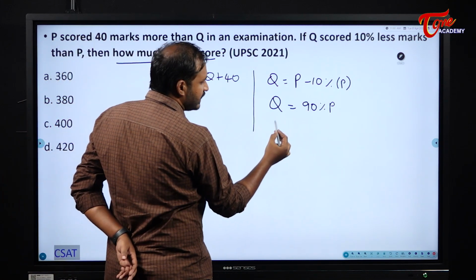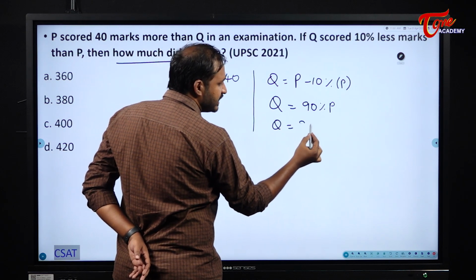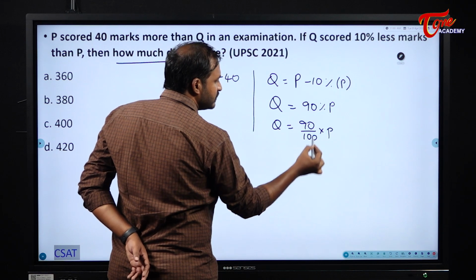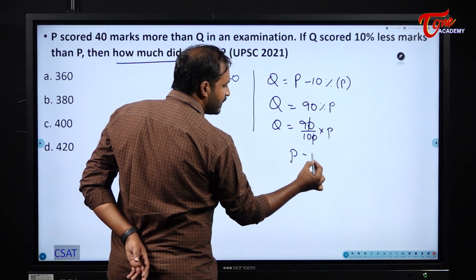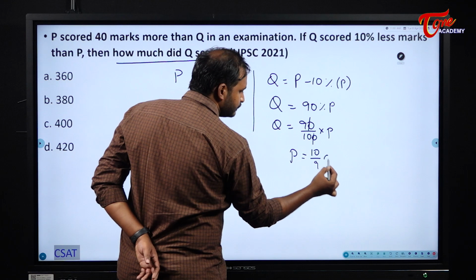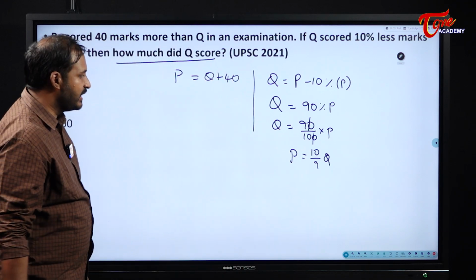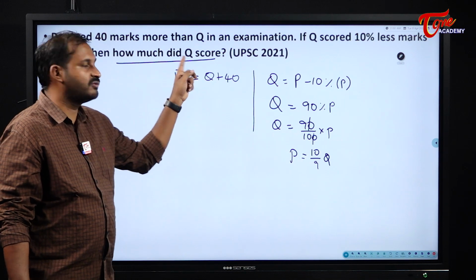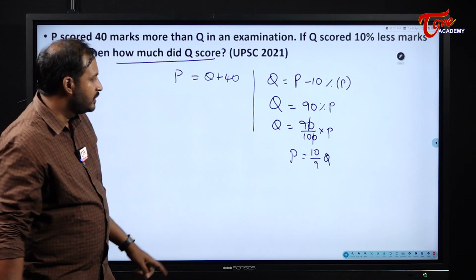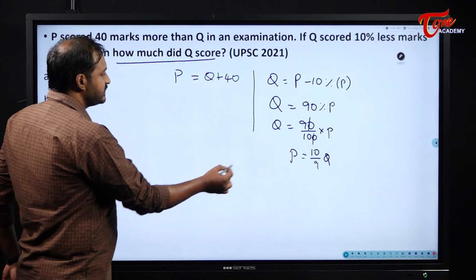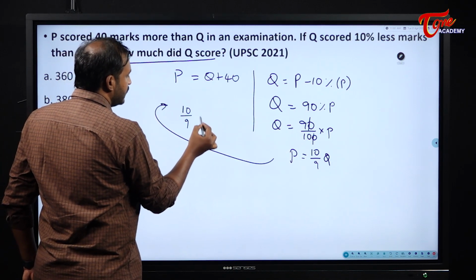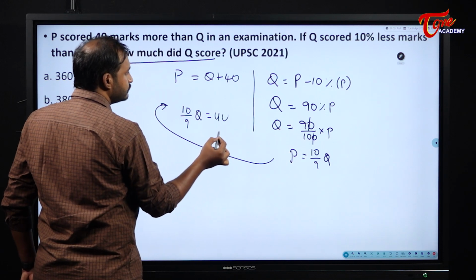Now from this, what can I write? Q is equal to 90% means 90 by 100 into P. The zeros get cancelled. From this, P value will become 10 by 9 Q. Now I will substitute that P value here. Why? Because in the question they asked us to find the score of Q. So what happens when I substitute the P value here? 10 by 9 Q is equal to 40 plus Q.